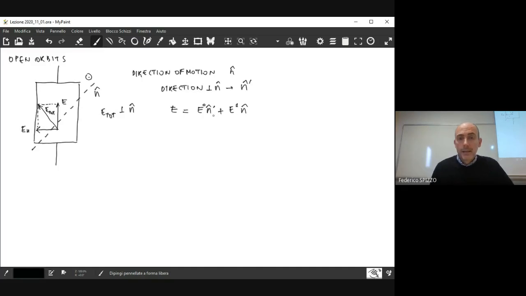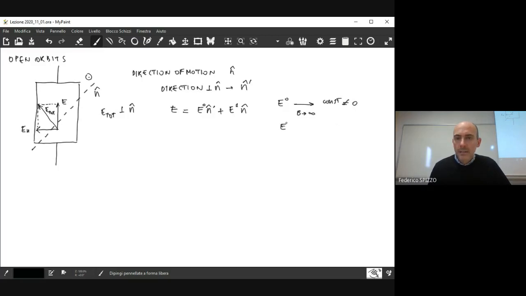So E is a combination of one part that is parallel to n and one part that is orthogonal to n. So the second part is parallel to n prime. All the symbols that I will use from now on that have as a label 0 represent quantities that in the limit of b that grows to infinity will reach a constant value that is different from 0.